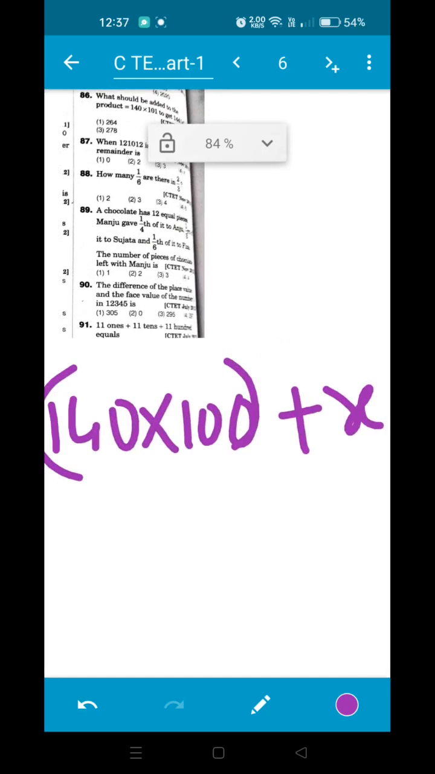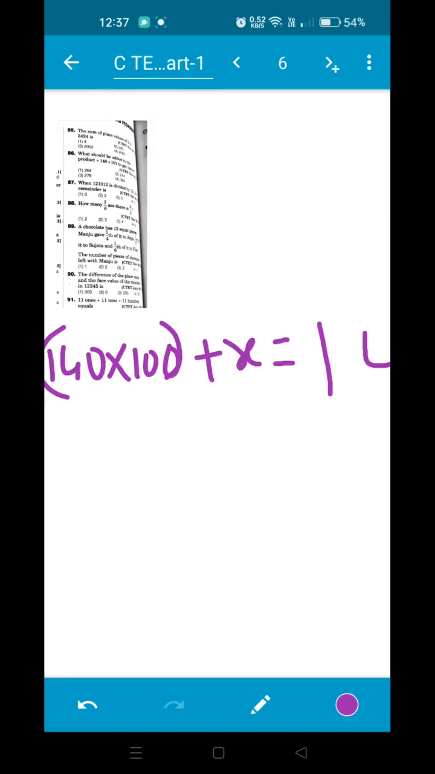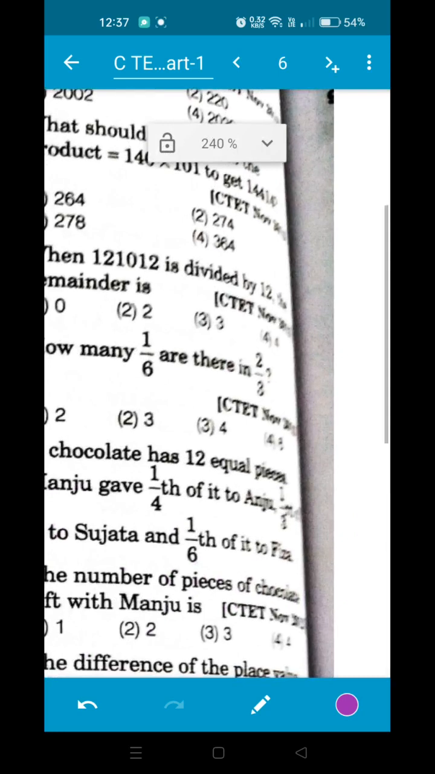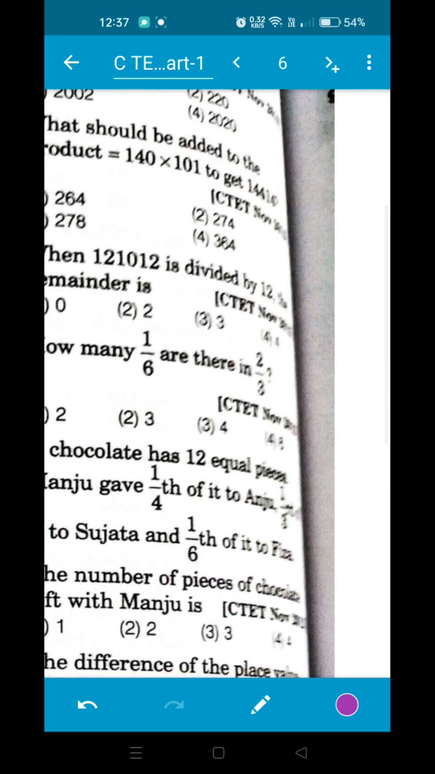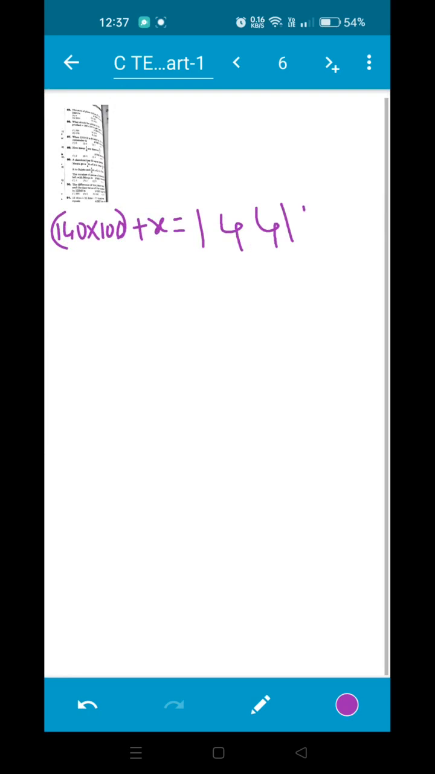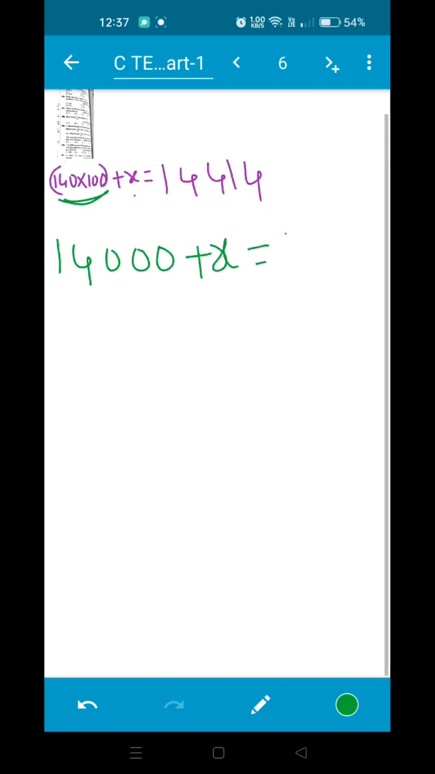What should be added to get 14410? Question number 85, right? 14414. So now, what should be added means we have to find this product. So 140 into 1 1, and the remaining 2 zeros, plus x is equal to 14414. So we want only x.